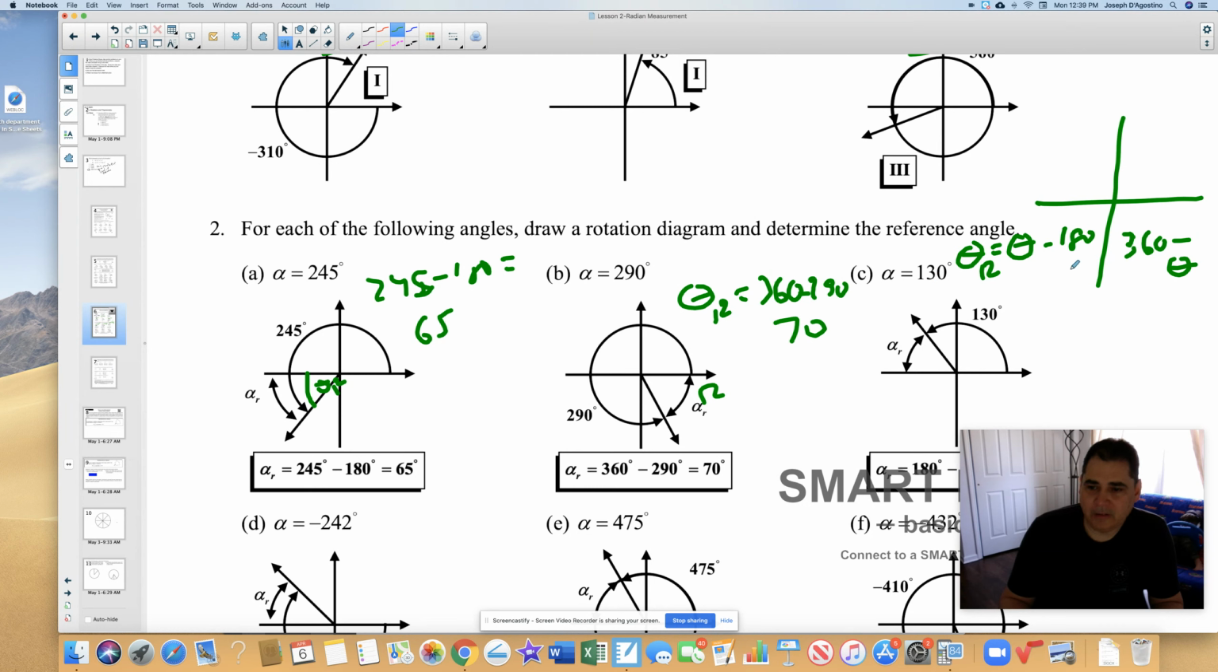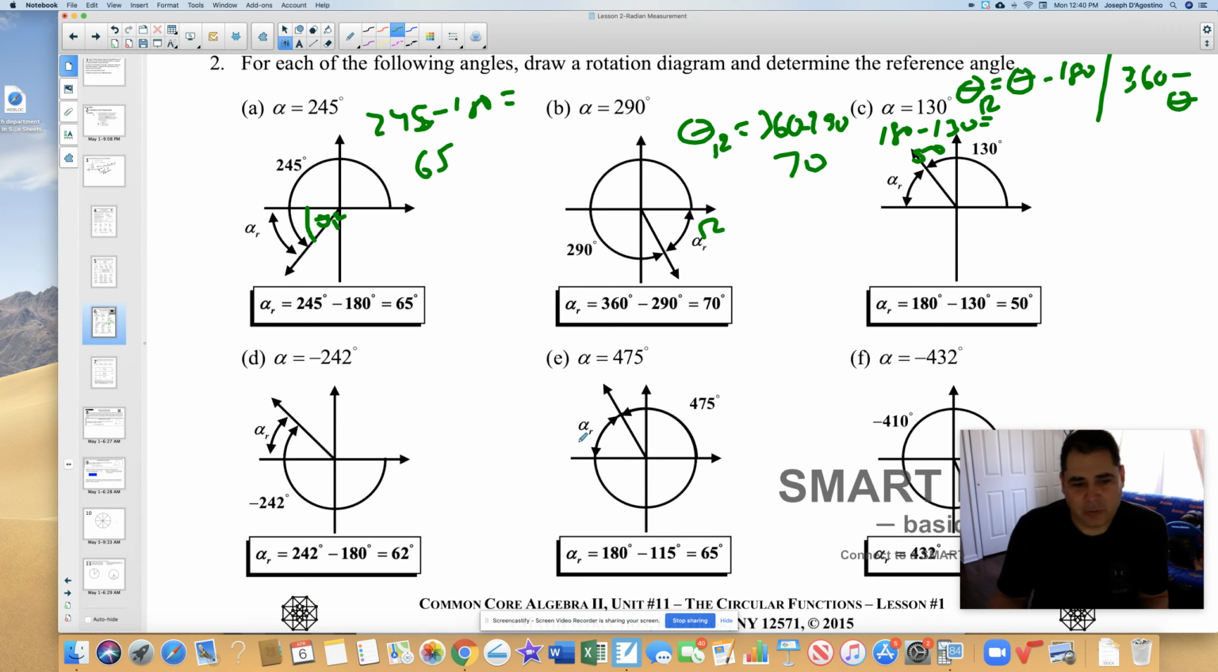All right, if my angle is 130, and I'm in the second quadrant, it's just 180 minus the angle, which is my reference angle. So 180 minus 130 is 50. So 50 would be my reference angle. So if I'm in the second quadrant, it's 180 minus the angle. If I'm in the third quadrant, it's angle minus 180. If I'm in the fourth quadrant, it's 360 minus the angle.